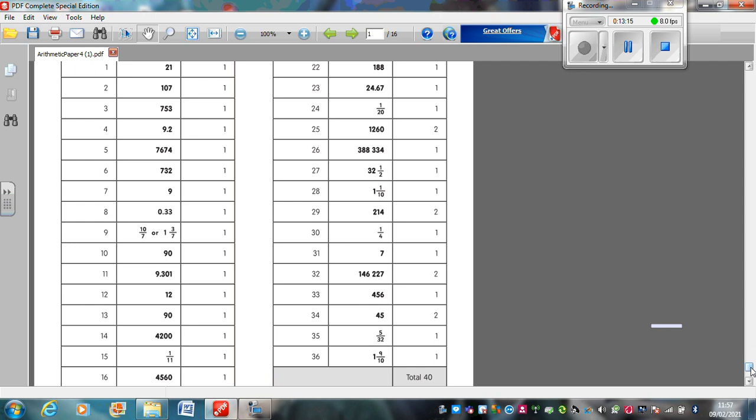Question 30, 1/4. Question 31, 7. Question 32, 146,227. That's a 2-point question. If you put your placeholder 0 and just got 1 or 2 of those digits wrong, then you still get 1 point. Question 33, 456.